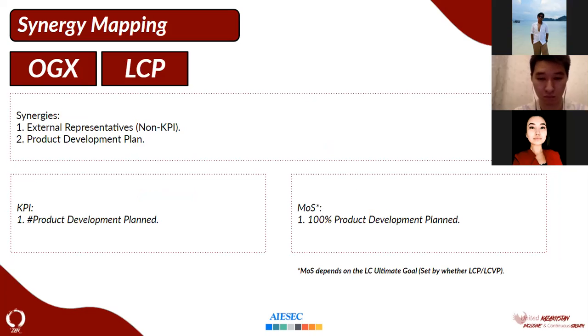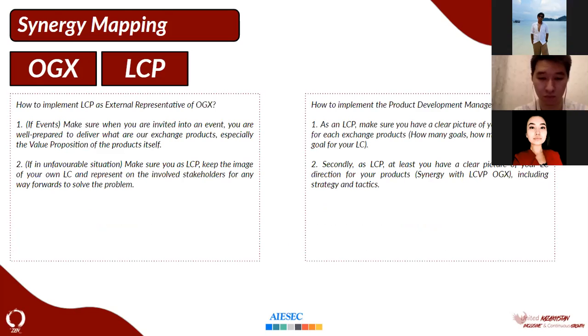So for OGX and LCP, for the synergies, firstly, external representative, and this is non-KPI. So there's no clear or tangible thing that you can measure. But for the product development plan, yes, there would be a KPI and MOS for that. So firstly, a product development plan, and then 100% product development plan for MOS.